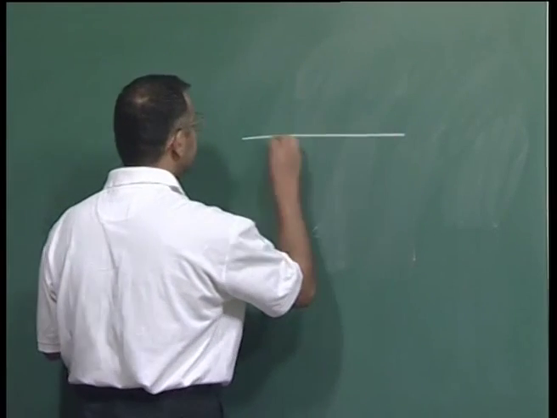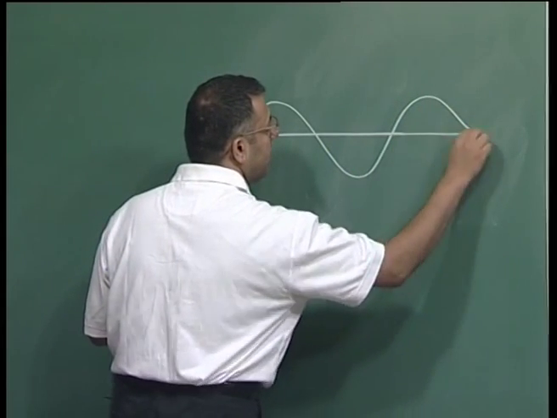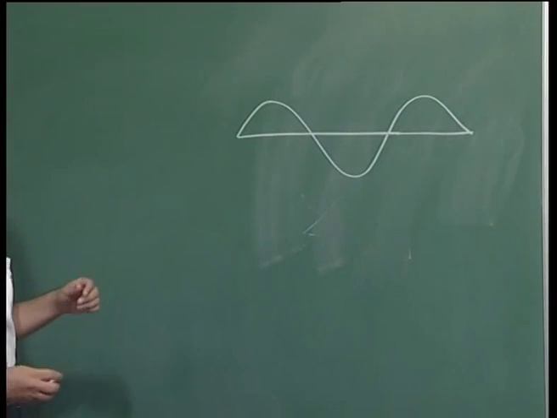Suppose I have a sine wave which is my ordering function, just for the sake of argument. So now this is my very well ordered function, it is sin x, so I am plotting.